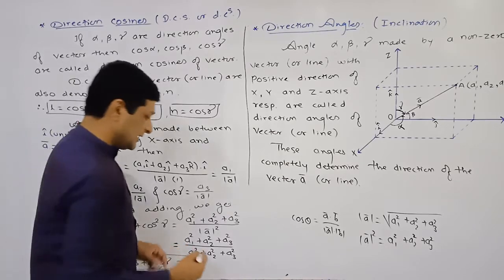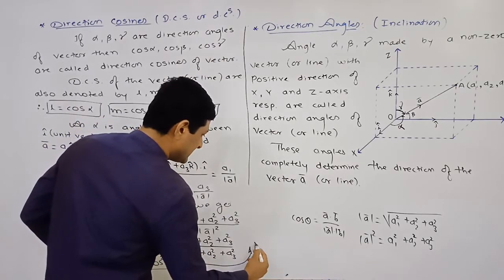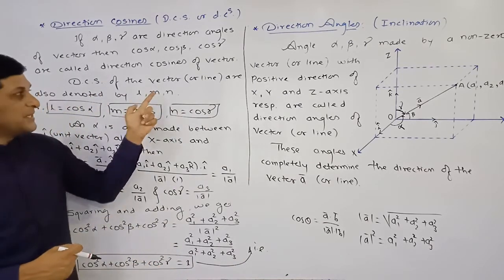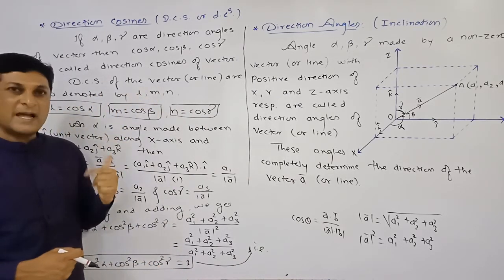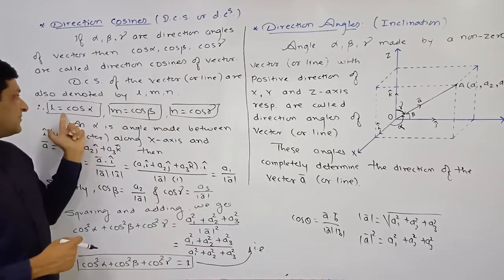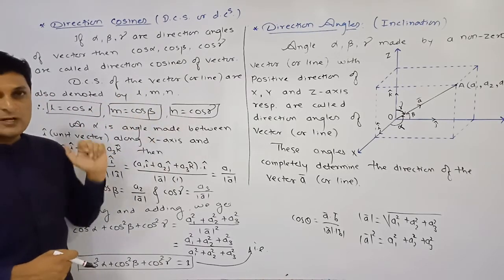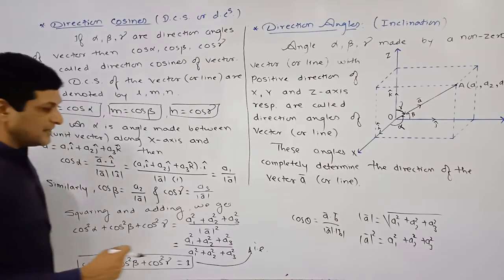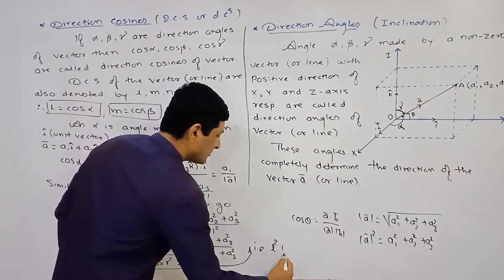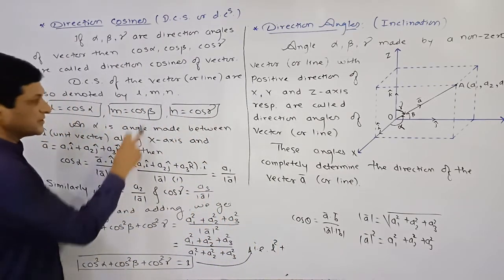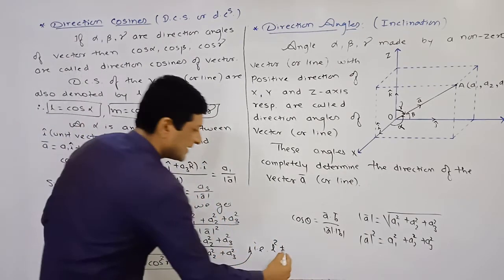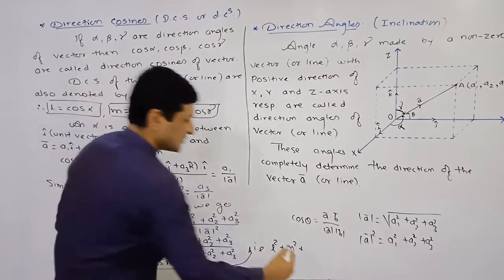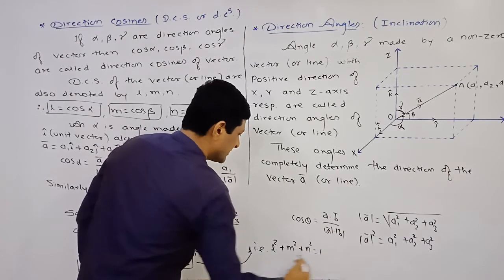Now this result can be written as follows. We have already seen that direction cosines, for simplicity, can also be denoted by l, m, n. l means cos alpha, m means cos beta, n means cos gamma. If we replace cos alpha by l, we get l square, plus replace cos beta by m, so we get m square, plus replace cos gamma by n, so we get n square, is equal to 1.